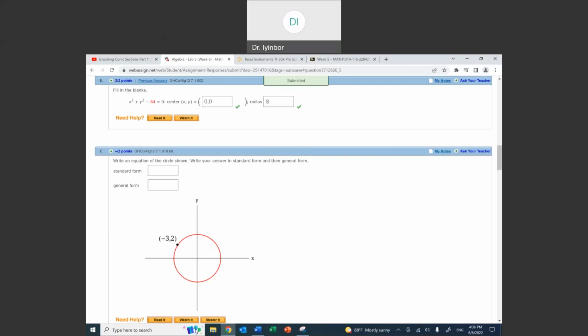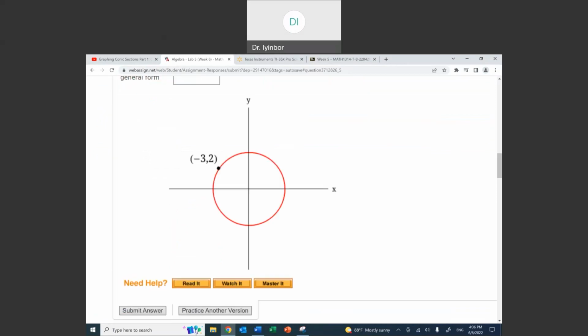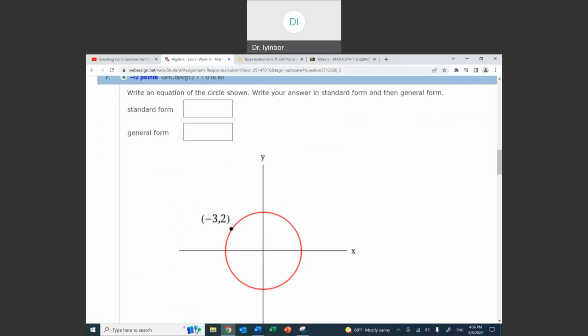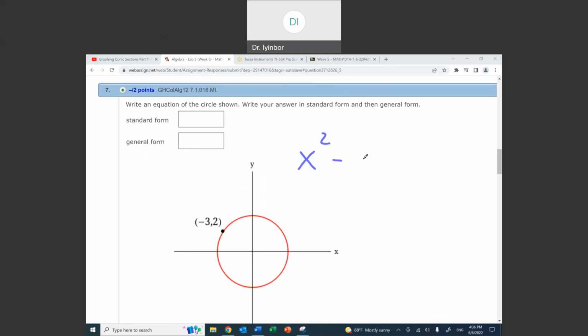Now, number 7, it's another one where they give me the graph of the circle, but I need to find the equation now. So how are you going to find the equation? Again, you're going to start with the given equation. What is the equation? X squared plus y squared equals r squared. This is where you start.